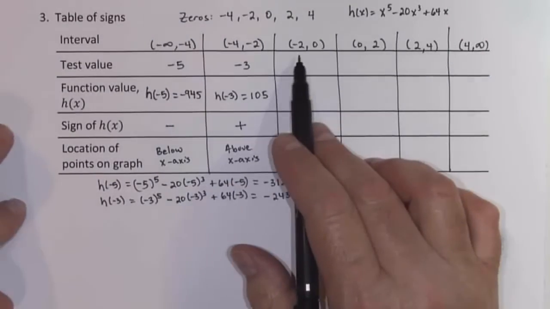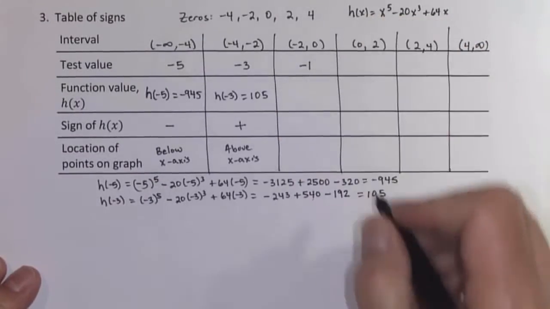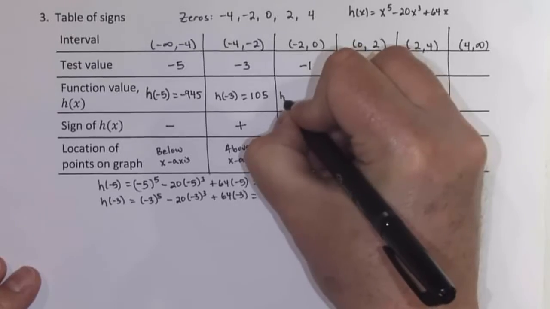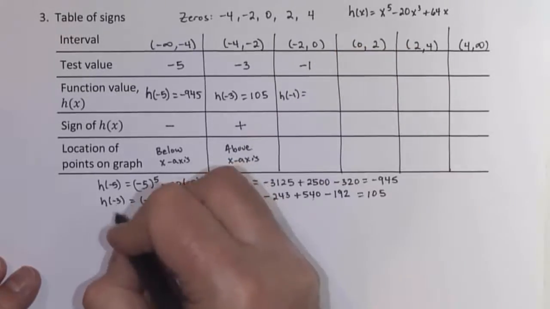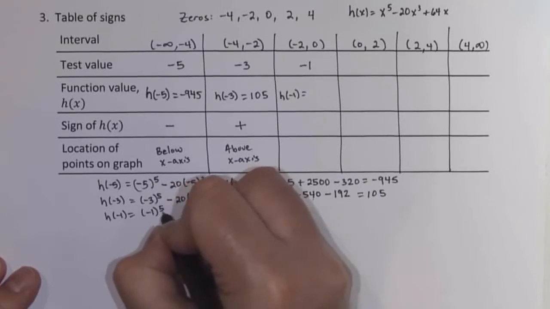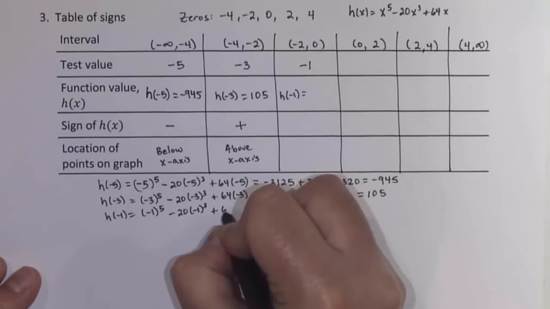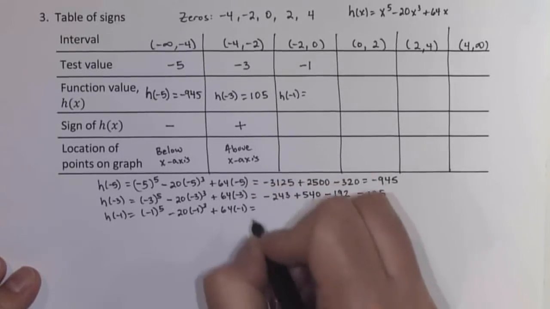Next, look at our interval from negative 2 to 0. So a nice number between negative 2 and 0 is negative 1. So we need to find h of negative 1. h of negative 1 is going to be negative 1 to the 5th power minus 20 times negative 1 cubed plus 64 times negative 1.